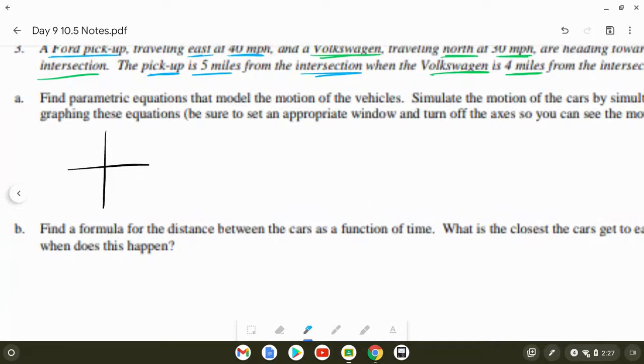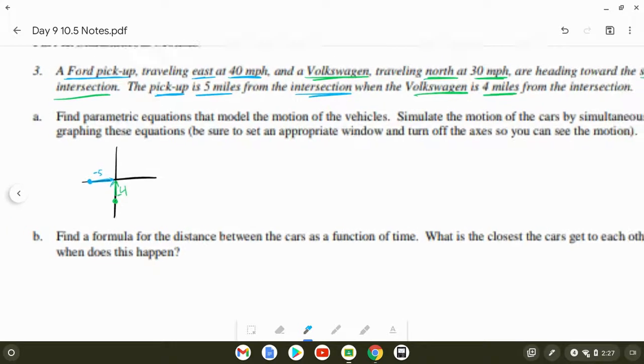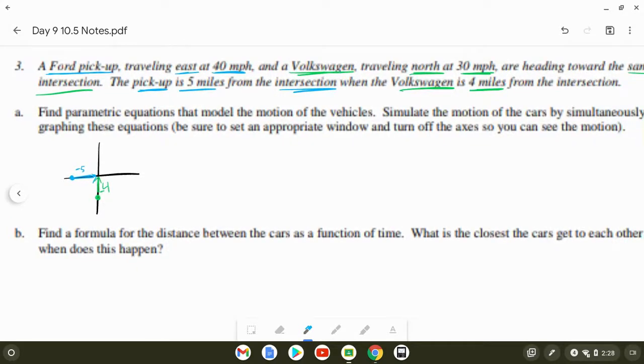So the first thing I'm going to do is draw you a quick picture of what's going on. We have the pickup truck going east towards the intersection where they would meet, 5 miles away. Then we have the Volkswagen that's 4 miles from the intersection. Again, they're 4 miles away, so they're really at -4 as their distance from zero. We go negative left, negative down, so that's their distance from the intersection.